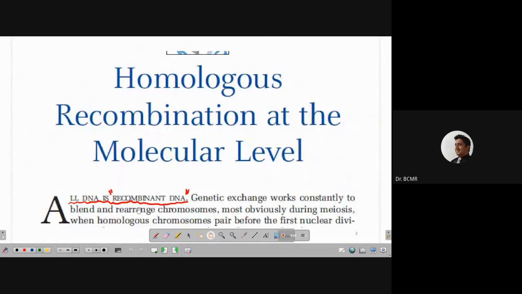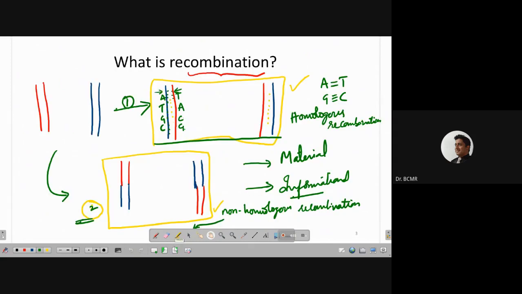Homologous recombination. Every DNA is recombinant DNA. That means recombination is always happening all the time. What is recombination? It could be exchange of strands or it could be exchange of fragments. When you say fragments, it's these two DNA molecules cut and recombined like this. In all these cases, what you should keep in mind is it's not about the material that is being exchanged. What is important is the informational exchange. That is what you should look for.